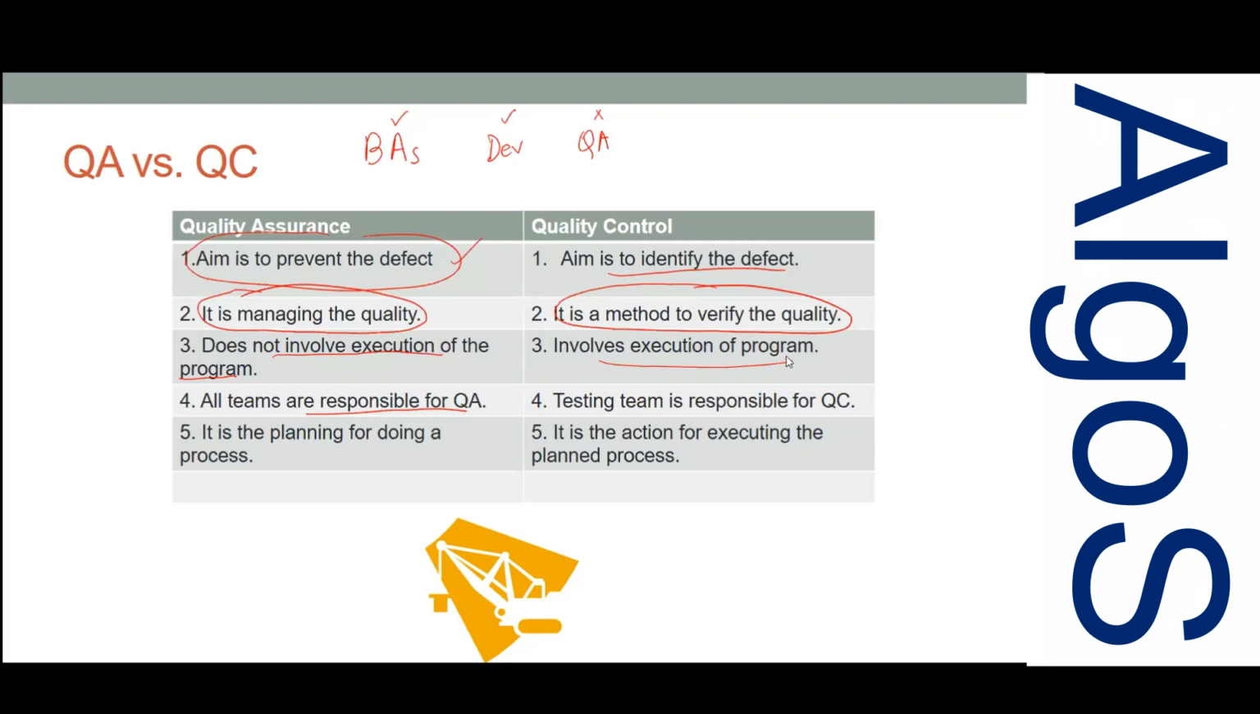On the other side, the testing team is responsible for QC. Only the testing team is responsible for testing the software, what we call the quality control process.